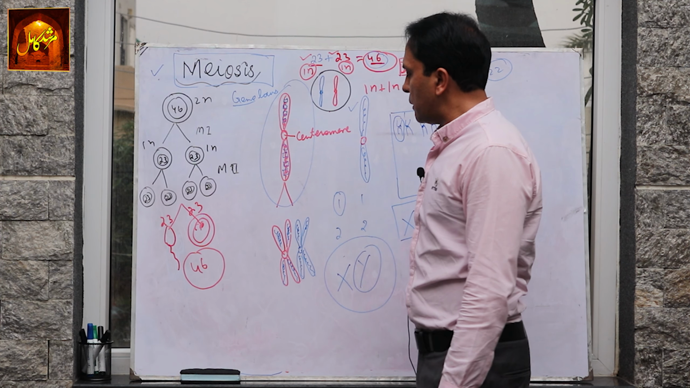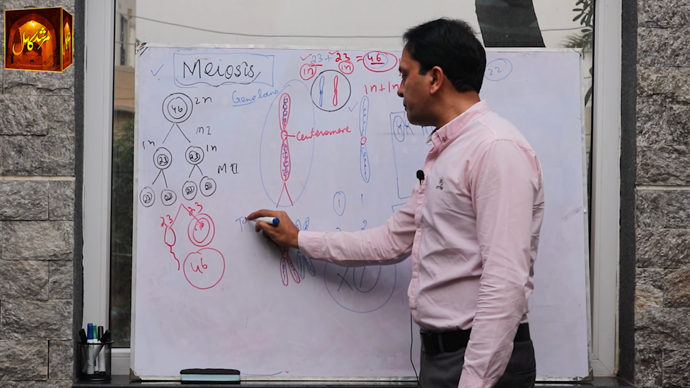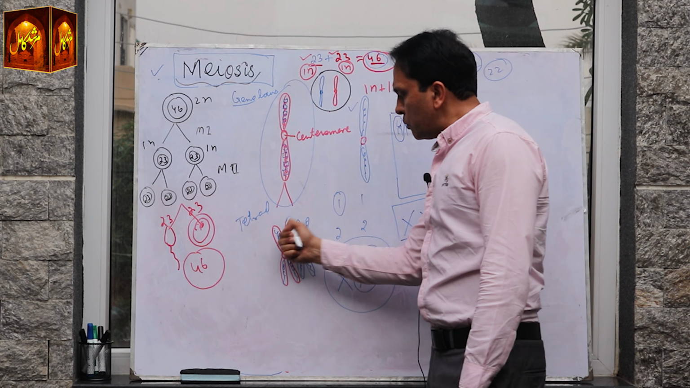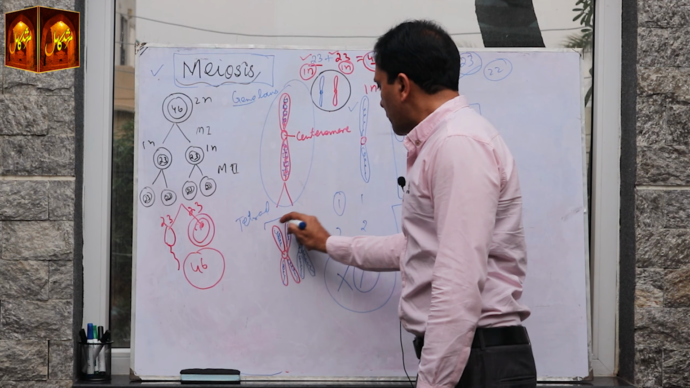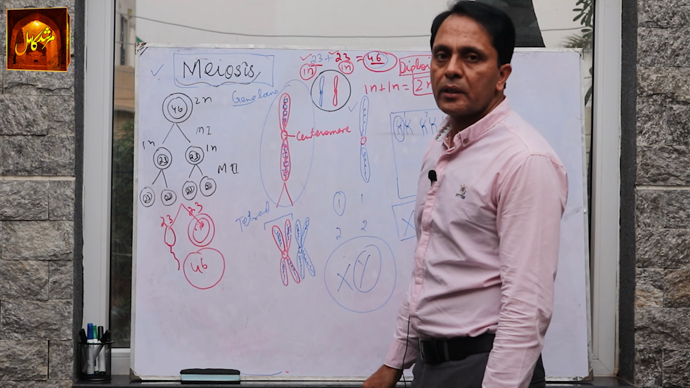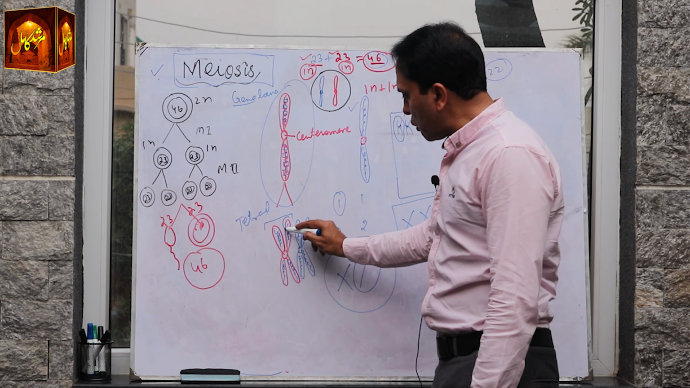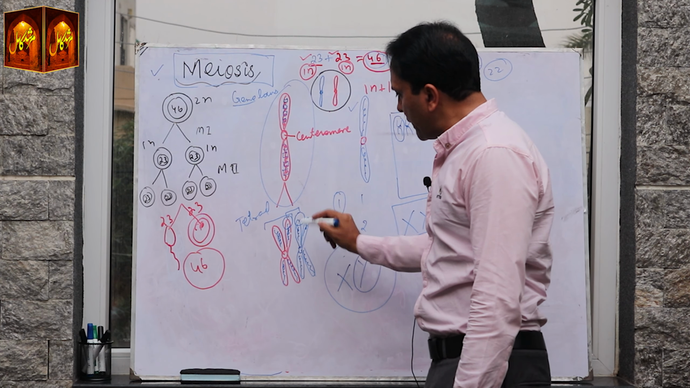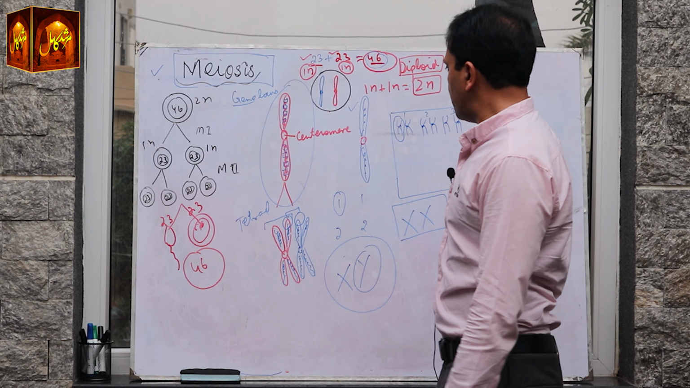In this phase, it is called a bivalent or tetrad. These two chromatids are called sister chromatids because they are present on the same chromosome. But this chromatid, when we compare it with this one, is called a non-sister chromatid.